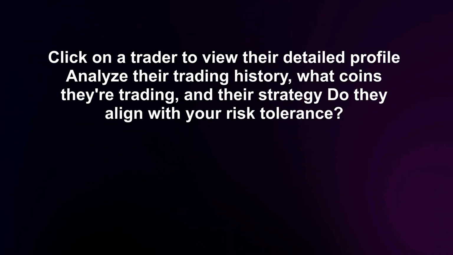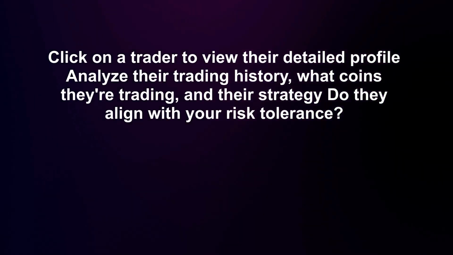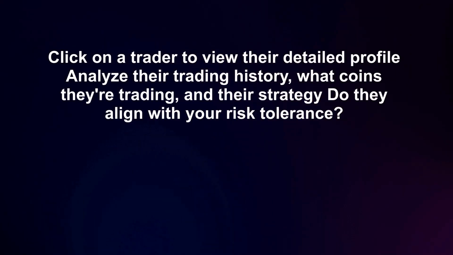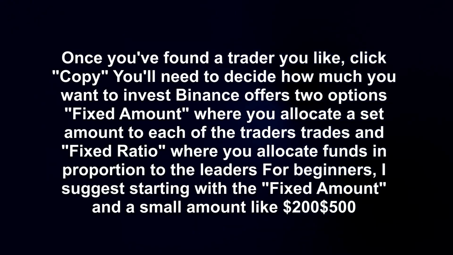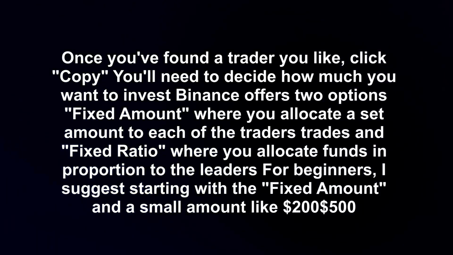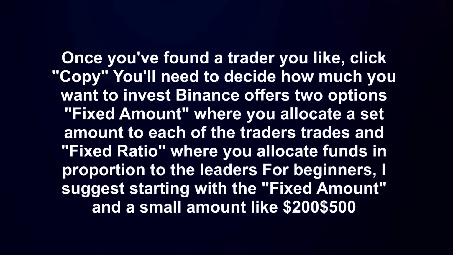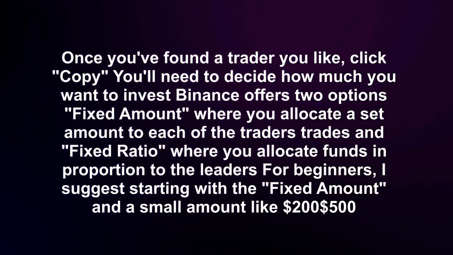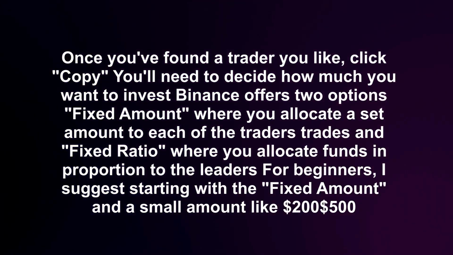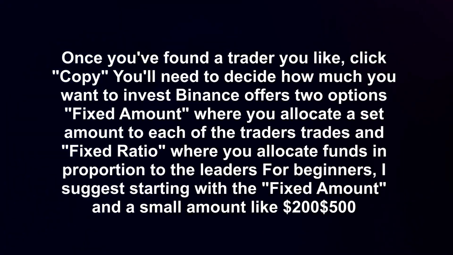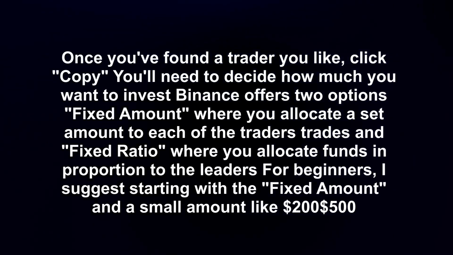Click on a trader to view their detailed profile, analyze their trading history, what coins they're trading, and their strategy. Do they align with your risk tolerance? Once you've found a trader you like, click copy. You'll need to decide how much you want to invest. Binance offers two options: fixed amount, where you allocate a set amount to each of the trader's trades, and fixed ratio, where you allocate funds in proportion to the leader's. For beginners, I suggest starting with the fixed amount and a small amount like $200 or $500.